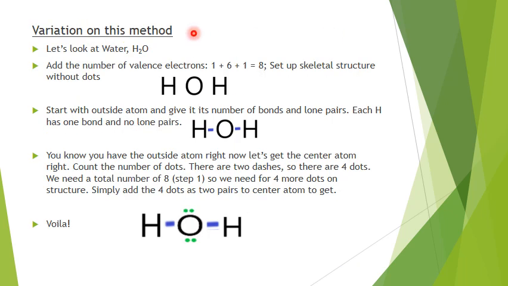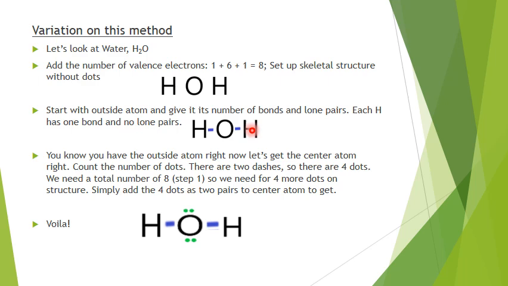Okay, now here's another variation on this method. All it's really concerned with is the outside atoms. So we're really not going to be concerned with the middle atoms at all when coming up with this structure. It's kind of cool how it works out. So again, you count up the dots in your skeletal structure. And then you give the outside atom just its number of bonds and lone pairs. So hydrogen has one bond.